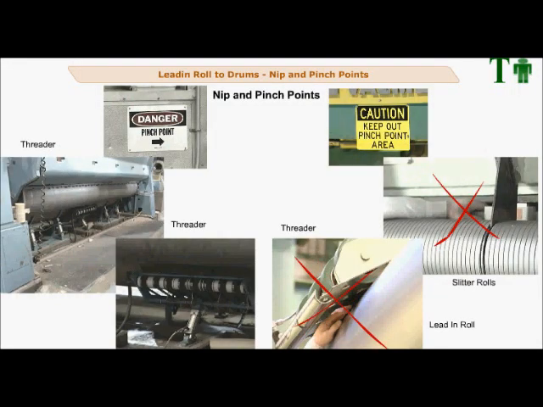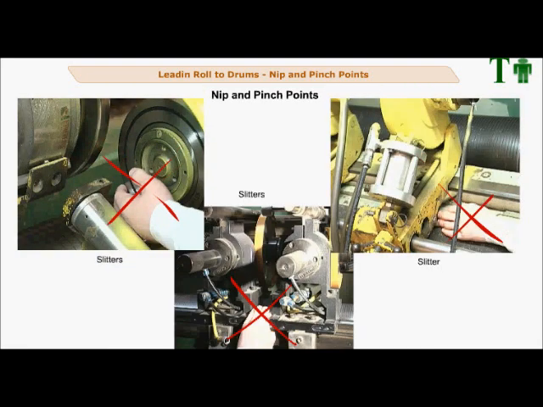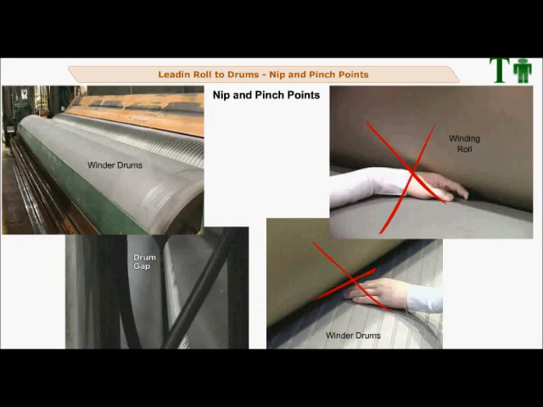Nip and pinch points. The winder is full of many nips and pinch points. Some of these are the threader pans, threader rolls, slitter rolls, and lead-in rolls. Body parts can be pinched and pulled into the machine at most of these points. The nip of the slitter blades and bands are not only pinch points, they are very sharp and can severely cut you. The winder drums create a nip point with a roll of paper on them.